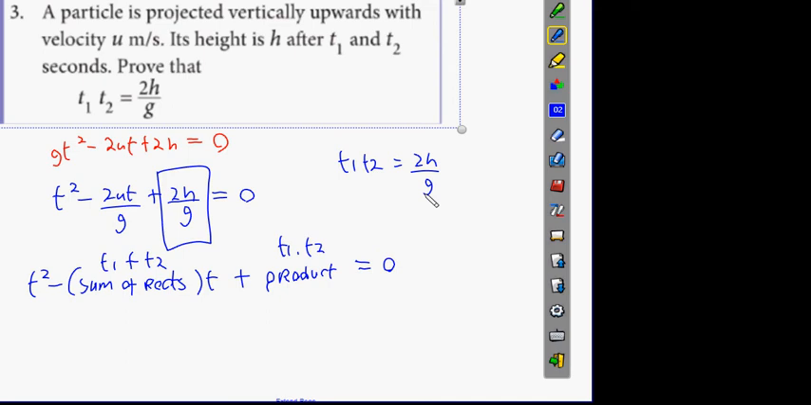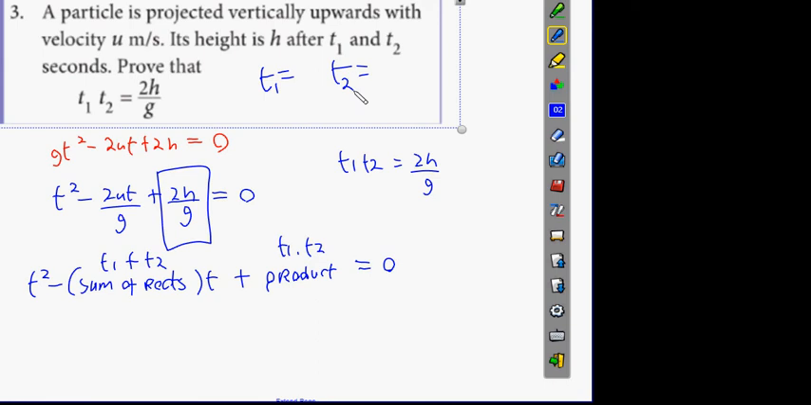Remember I said t squared minus sum of roots plus product of roots. Product of roots: in any quadratic equation, you'll get two t answers. One of them's t1, the other one's t2. When you multiply these two answers by each other, they always give you the third number, the one that hasn't got the x in it. It always happens that way.